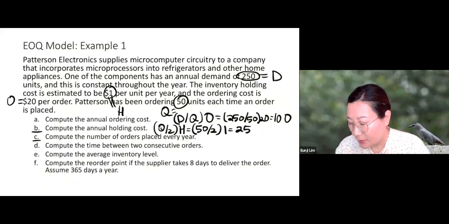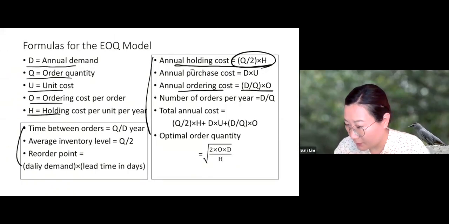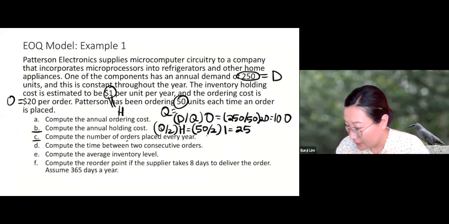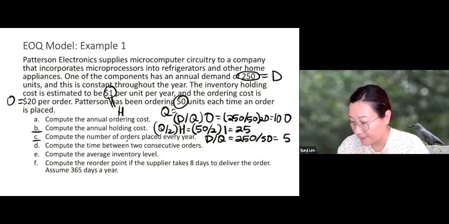Number C, compute the number of orders placed every year. What's the formula for the number of orders placed every year? Here it is. The number of orders per year is D over Q. So let's plug them in, 250 over 50. That's 5 times a year.